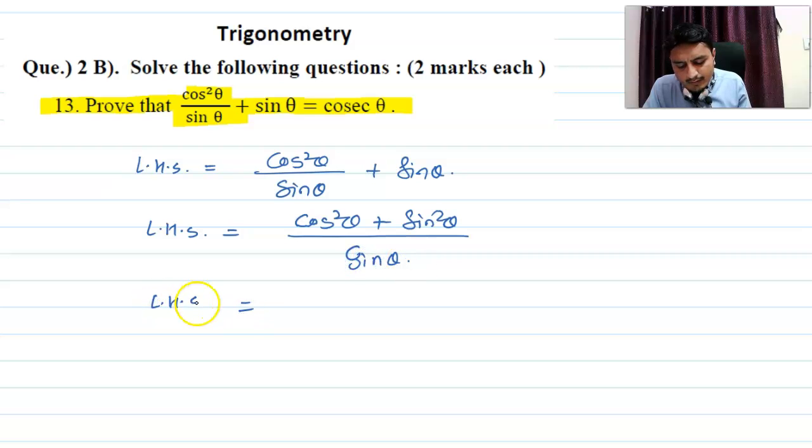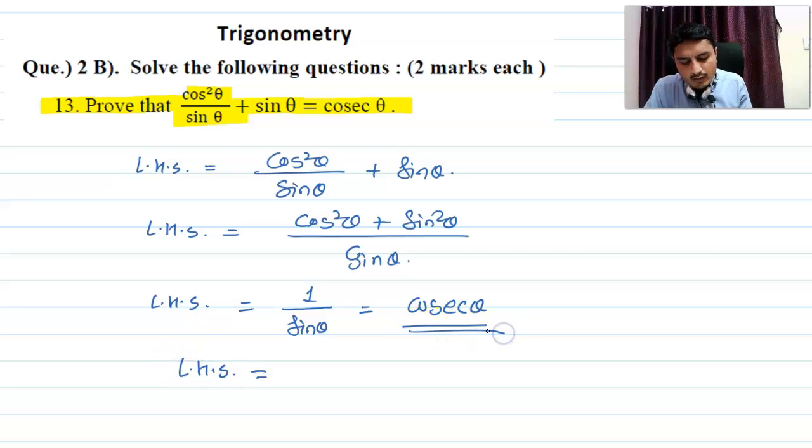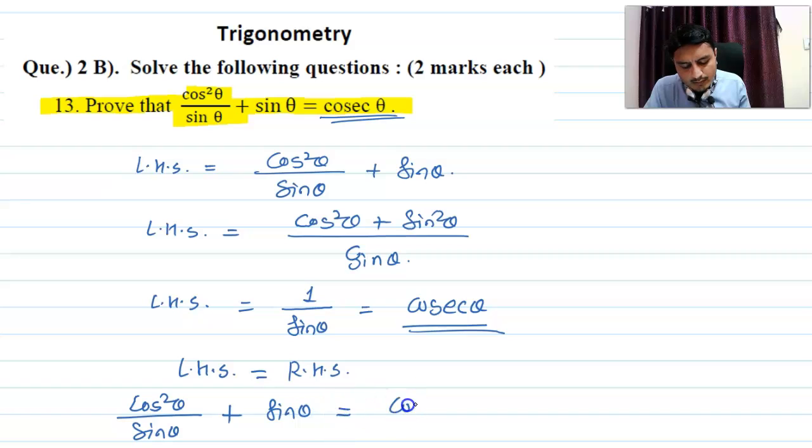As per the trigonometric identity, cos square theta plus sin square theta is equal to 1. So we get 1 upon sin theta, and the reciprocal of sin theta is cosec theta. So once we simplify the LHS, we get cosec theta, which is exactly equal to the RHS. Hence we have our proof here, that is cos square theta divided by sin theta plus sin theta is equal to cosec theta.